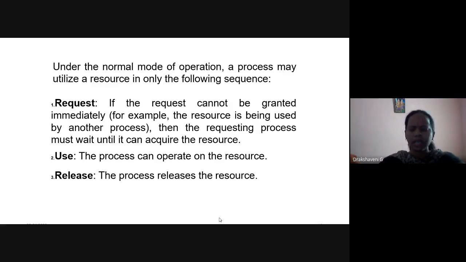Not only calling, you can say anything. Your WhatsApp also: you request, and the request goes through. Request, use, and release suits phone calls, and it also suits WhatsApp. But it does not go through every time, only after he turns on his net. That's why we have a tick mark. So request: if the request cannot be granted immediately, for example because the resource is being used by another process, then the requesting process must wait until it can acquire the resource.